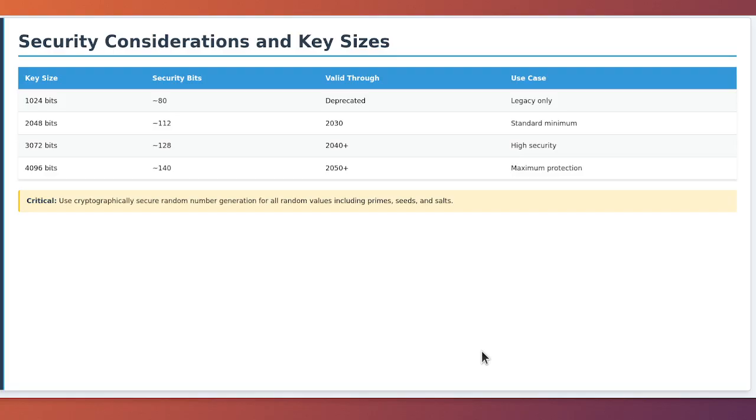Timing attacks can leak information about private keys through variations in execution time. Power analysis and electromagnetic analysis can extract keys from hardware implementations. Side-channel attacks have successfully extracted RSA keys from smartphones, smart cards, and servers. Constant time implementations and proper countermeasures are essential for real-world security.